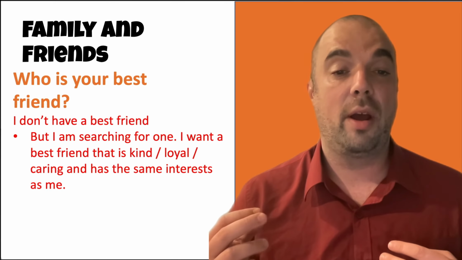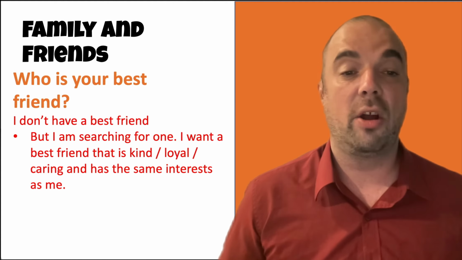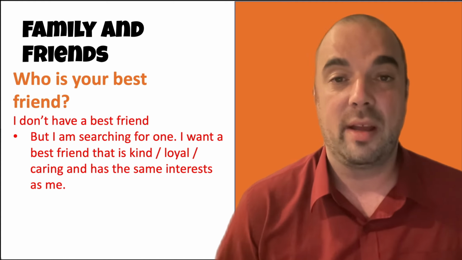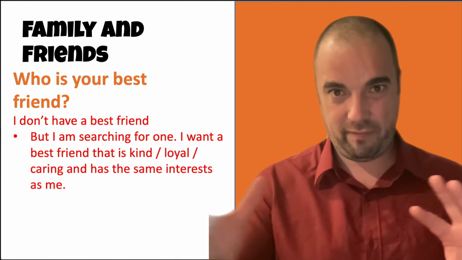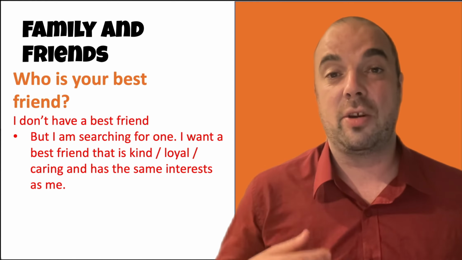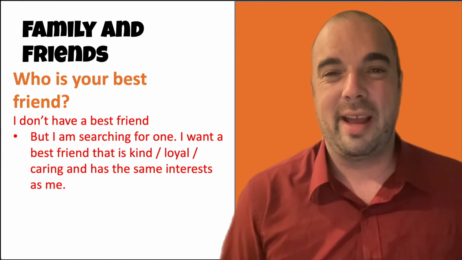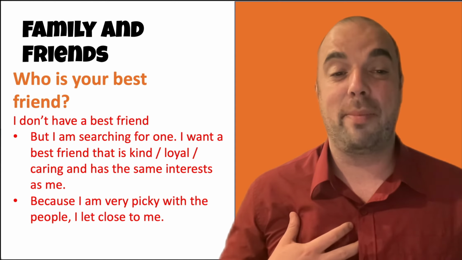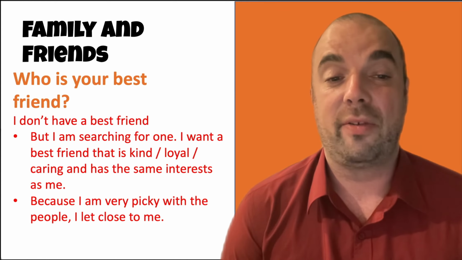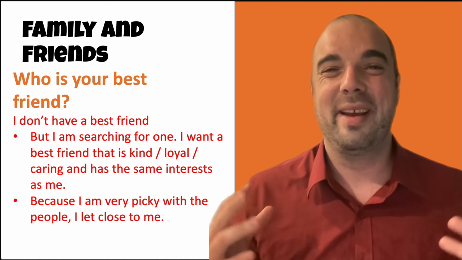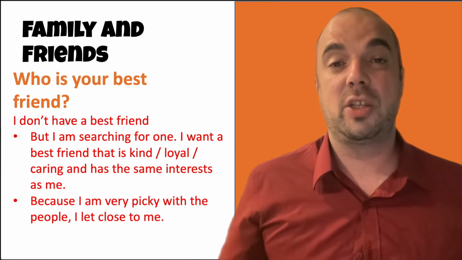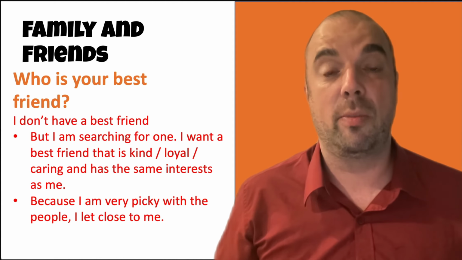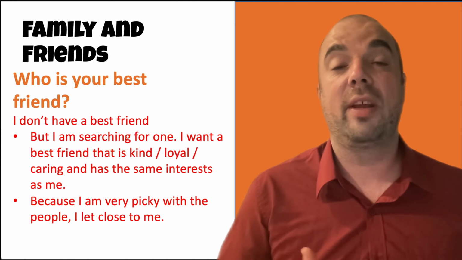I want a best friend that is kind, loyal, caring, and has the same interests as me. So here we flipped it. If you don't have a best friend, you could talk about what you would like to have in a best friend. Or you could say, I don't have a best friend because I'm very picky with the people I let close to me. Which means that you're a bit closed, maybe you're an introvert, you don't like hanging out with people too much, maybe you have been hurt in the past.